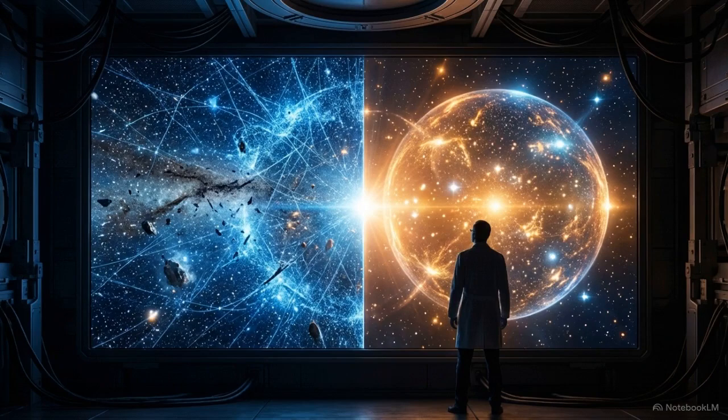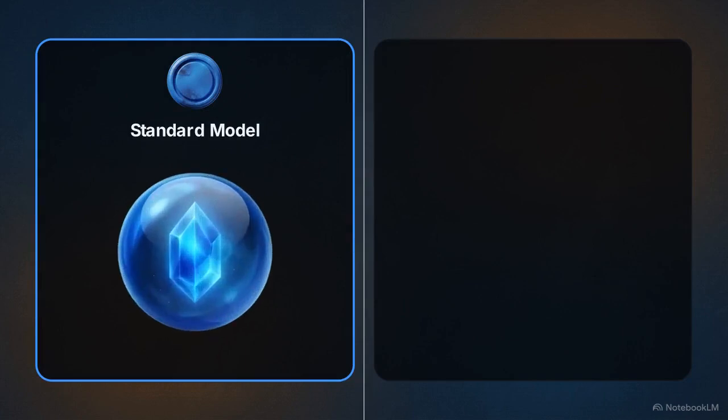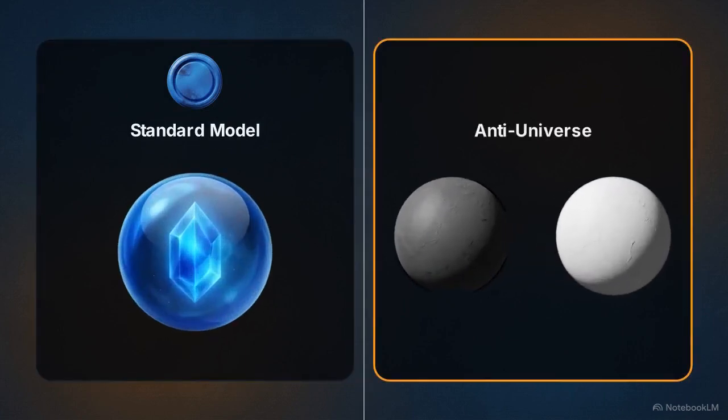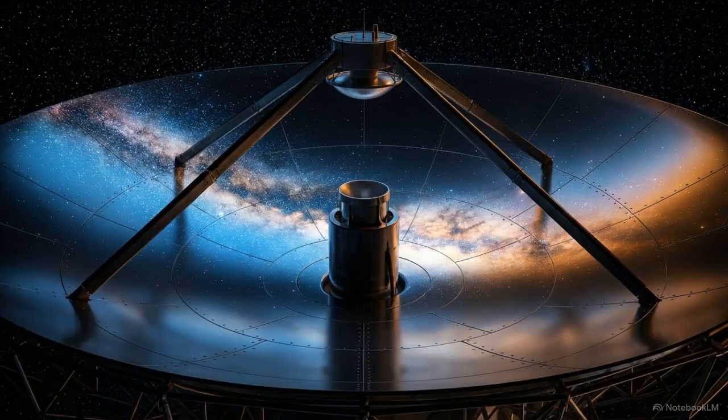These two models represent the primary ways we try to understand our history. We are either the leftovers of a microscopic imbalance, or we are one half of a hidden twin universe. Identifying where the missing antimatter went remains a primary goal for modern physics. Science must continue to follow the evidence.